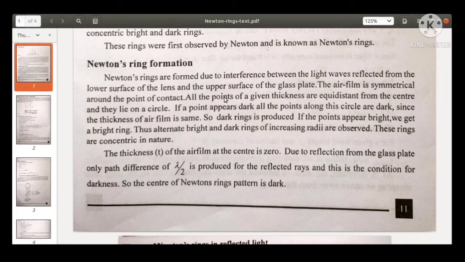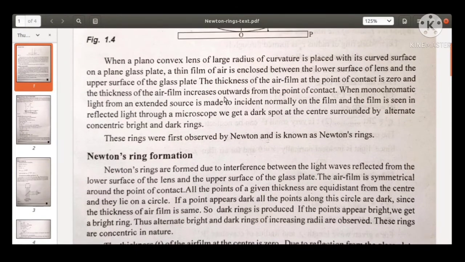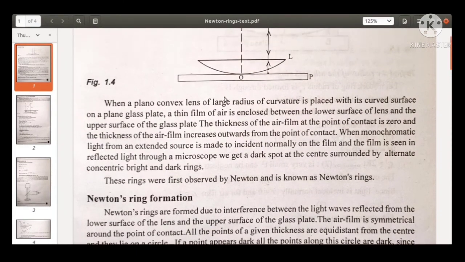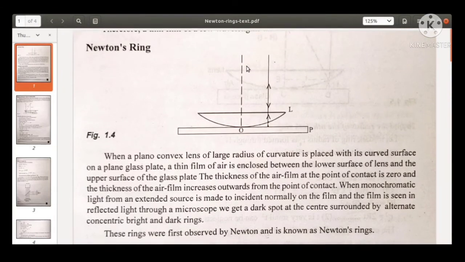These rings are concentric in nature, as I have explained just before, and the fringes are obtained due to the interference of the light reflected from the bottom surface. Bottom surface means the light can be reflected from the upper surface of the plano-convex lens or from the lower surface. So the light reflected from the lower surface of the plano-convex lens and the top surface of the glass plate.